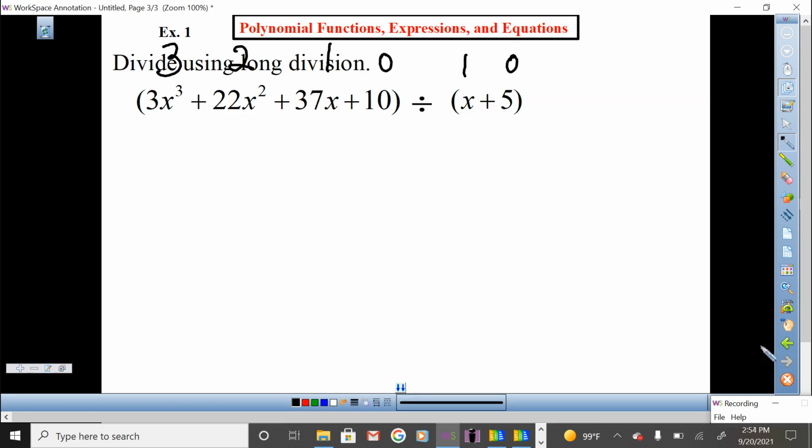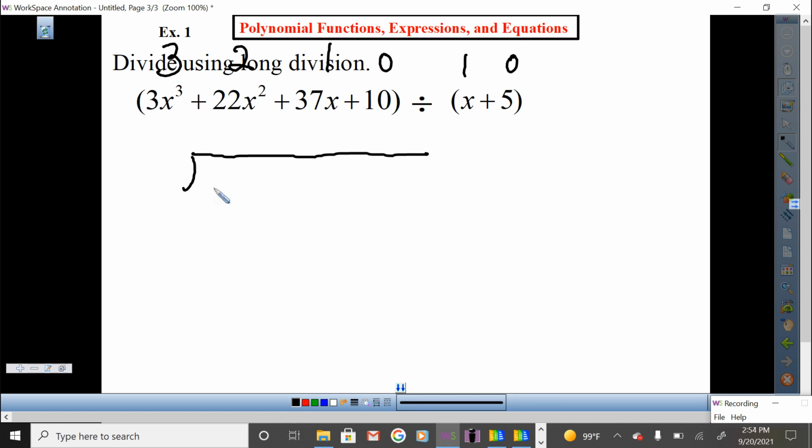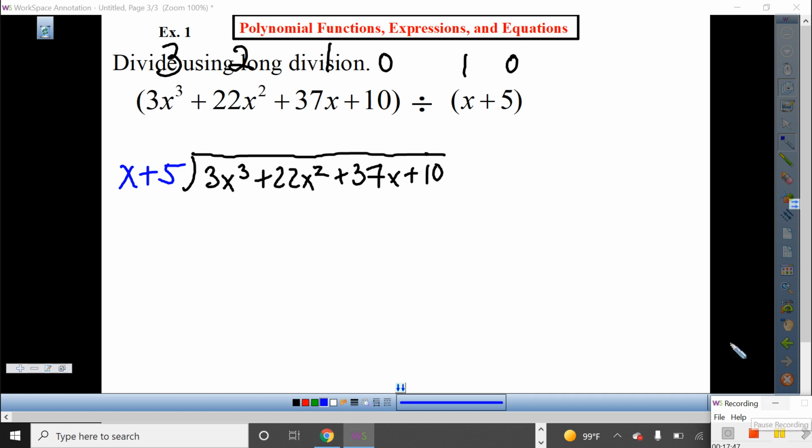Okay, so here it goes. I'm going to start. Don't copy this yet, you're just paying attention. My dividend goes here, 3x cubed plus 22x squared plus 37x plus 10. And my divisor goes right there. Copy that, please. All right? Okay, here we go. Please stay focused. Writing utensils down, look up to the screen.